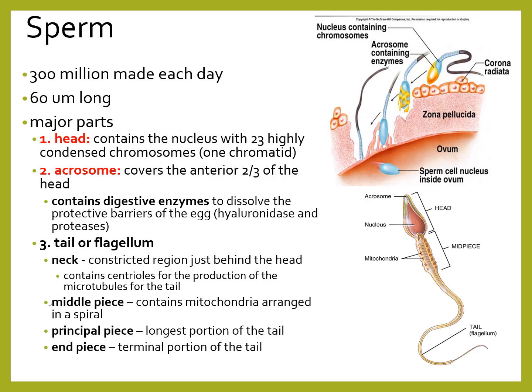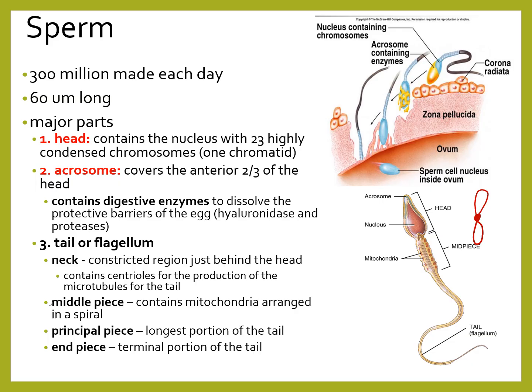A typical human male will make 300 million of these each day. A sperm is 60 microns long, and it will contain the following parts: an acrosome, a head, and a tail, or what you can call a flagellum. The head contains a single nucleus with 23 highly condensed chromatid chromosomes. So again, the chromosome looks like this if I were to do it like that. The chromatid chromosome.